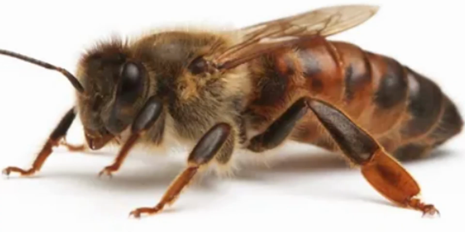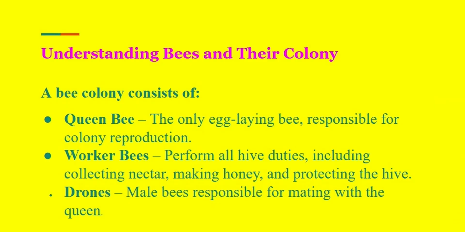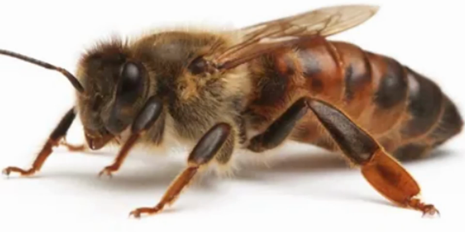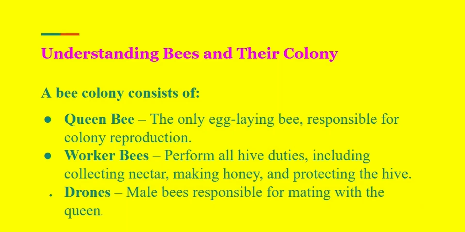The next one is worker bees. They perform all hive duties, including collecting nectar, making honey, and protecting the hive. So these are the works of the worker bee. They are the smaller bees. The queen bee is bigger. They are the ones that move around. The bees you see flying around are the worker bees. They are ladies. Even the queen is a lady also. They walk around, gather food, protect their hive, and make honey. The honey that will normally go to harvest, it is the work of the worker bees to make that.